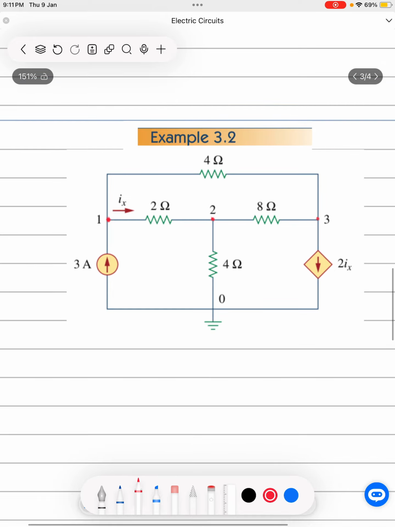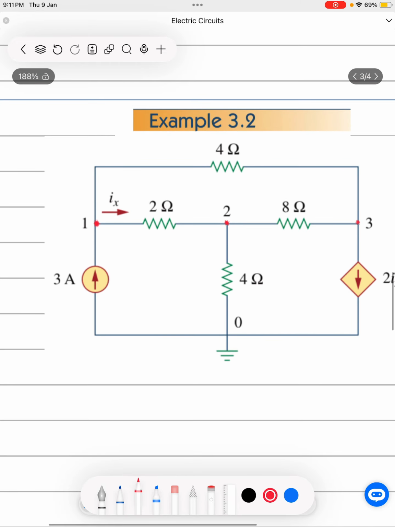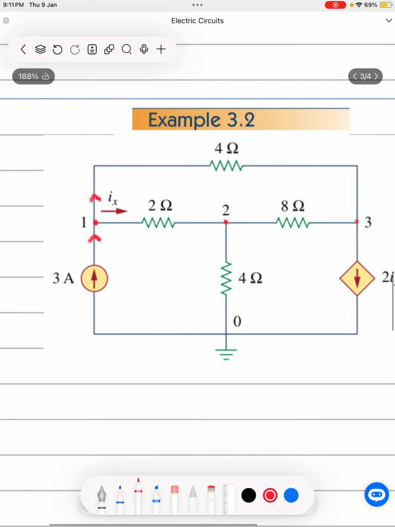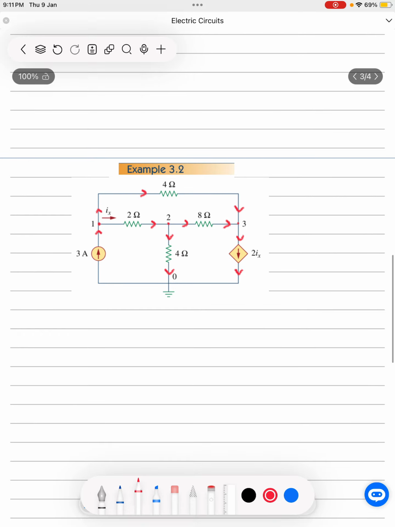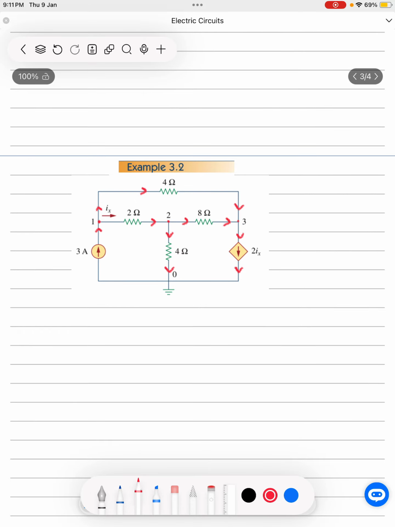So again, the very first step that we are going to do is determine the direction of current flowing in the circuit. In node V1, the current is flowing this way, and then this way, this way, and then current is going this way, and then current here is going downwards, and it is going downwards here as well to the ground node. So the very first step that we had to do is determine the direction of current, and we have just done that.